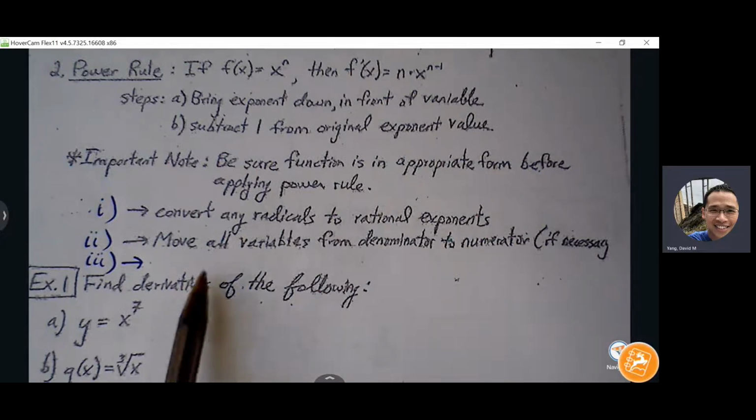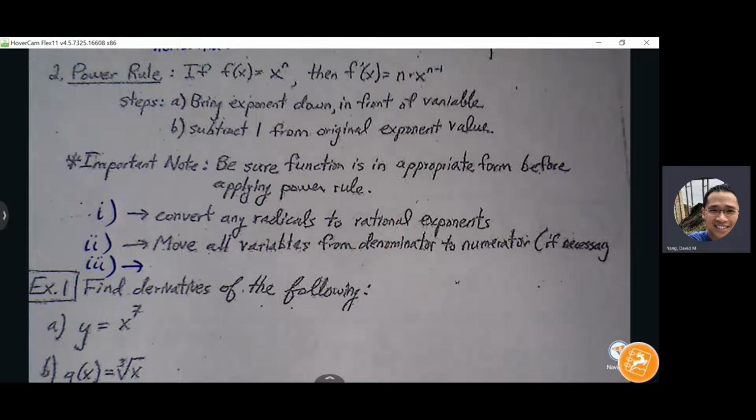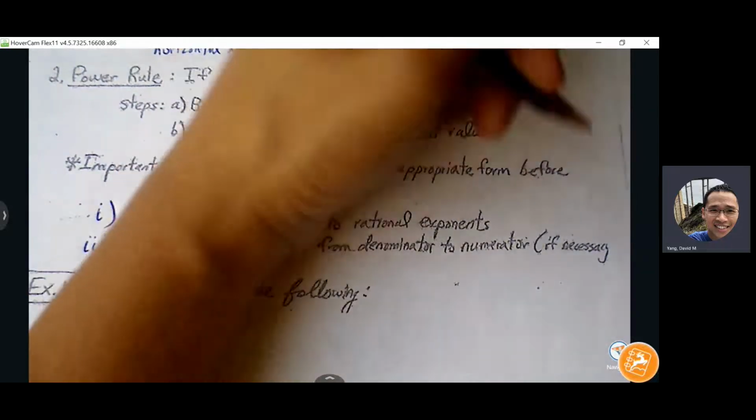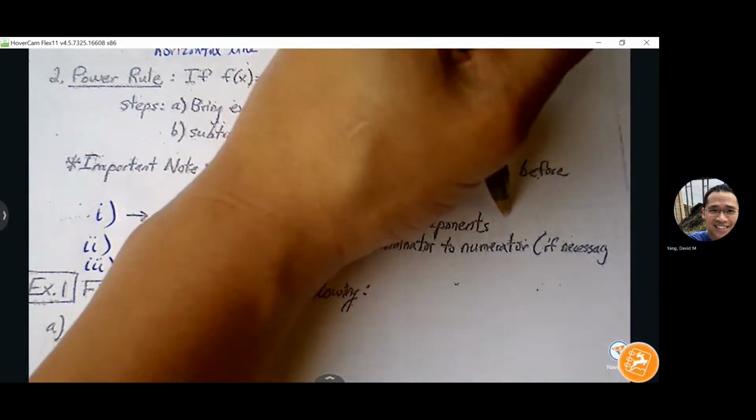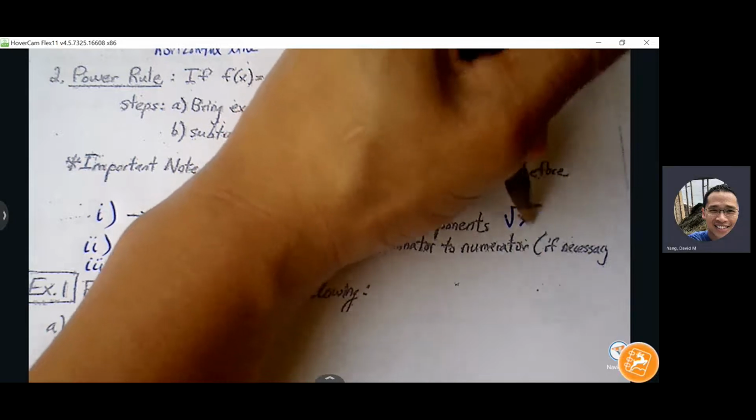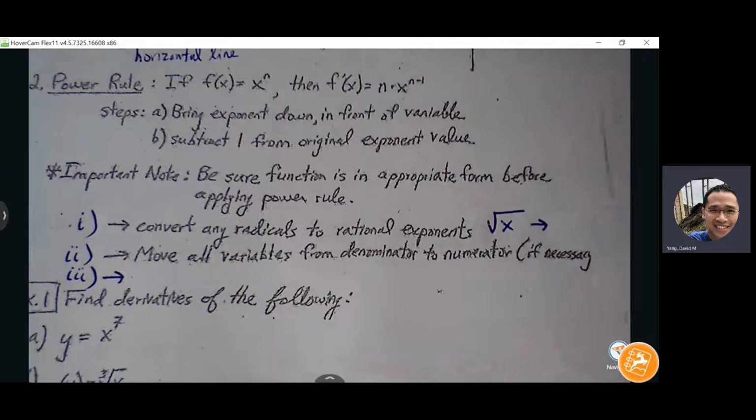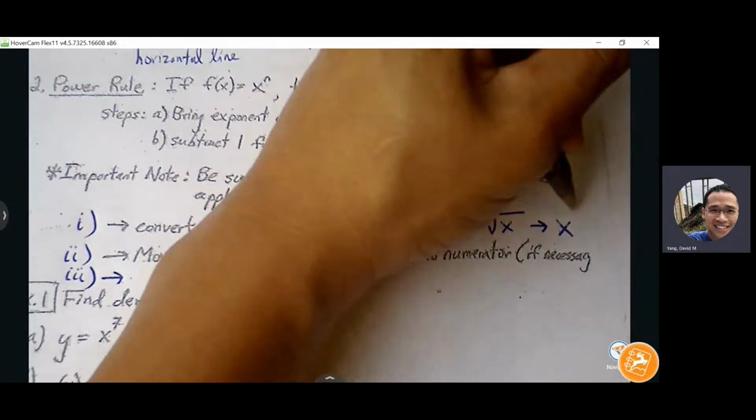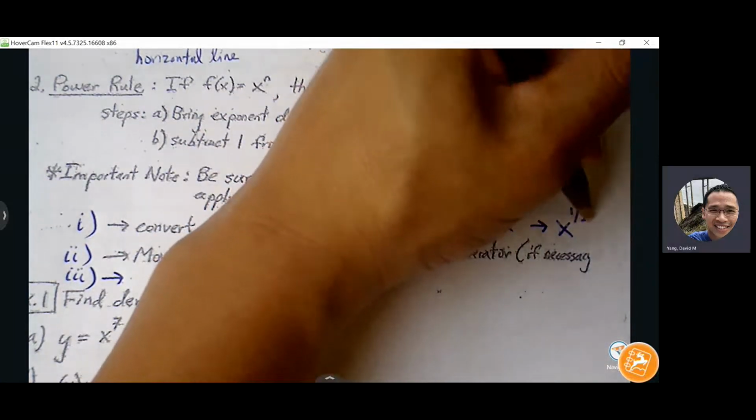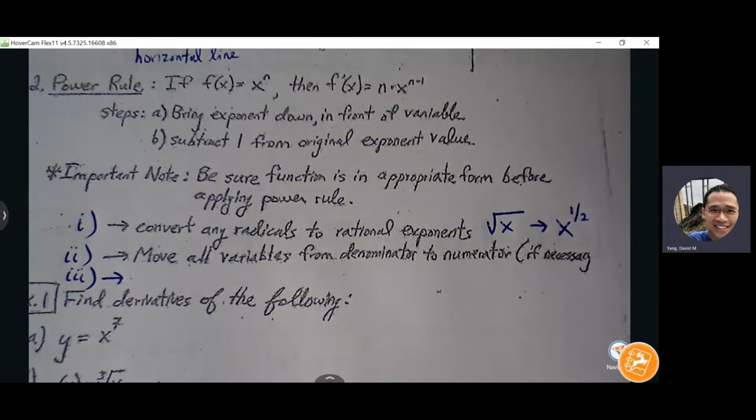So the first is convert any radicals to rational exponents. So if I have the square root of x, what's the rational form of that? x to the 1/2. Okay. All right, so any radicals, you want to get them into rational form.